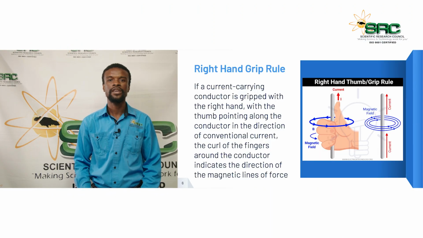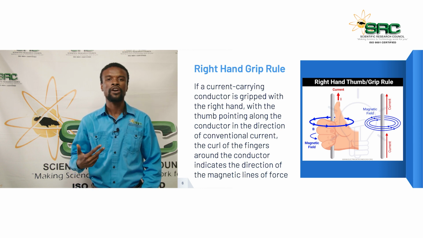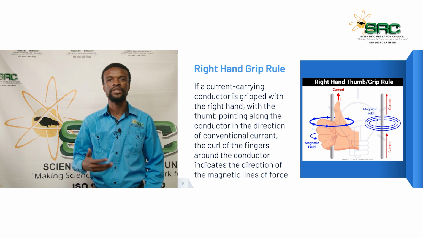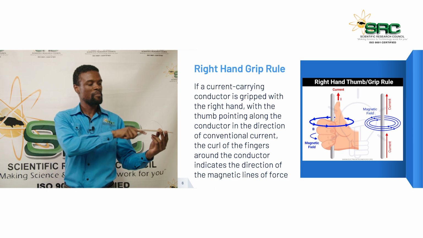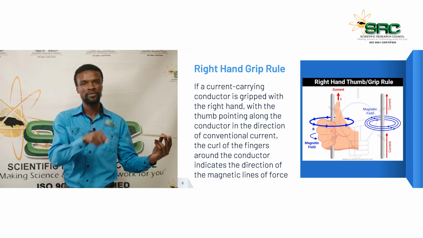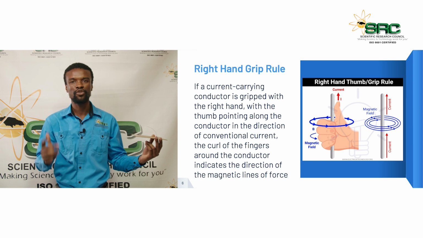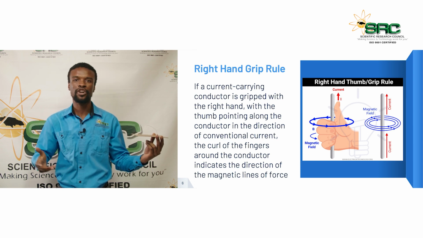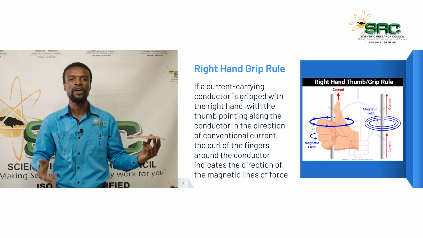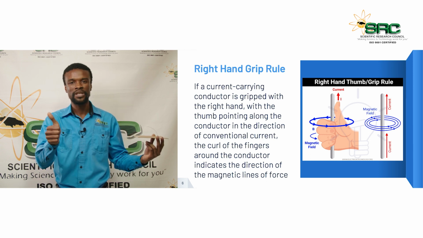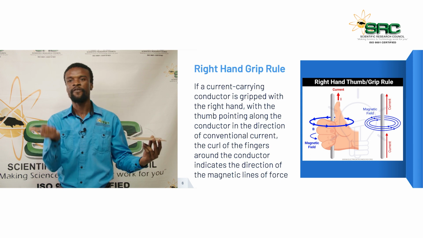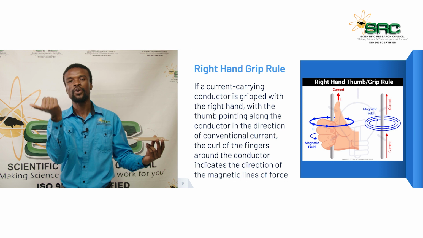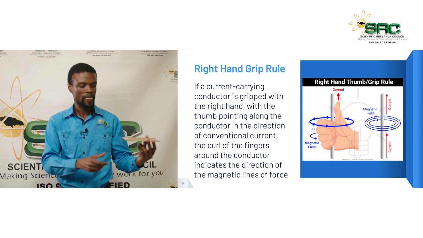Next, we will investigate the magnetic effect of an electric current. Now, a current carrying conductor produces a magnetic field. Using this diagram as an example, if we imagine an electric current flowing from the positive to the negative, the right-hand grip rule can be used to determine the direction of the magnetic field. The grip rule states that if the thumb is placed in the direction of conventional current, then the direction of the fingers will show the direction of the magnetic field.